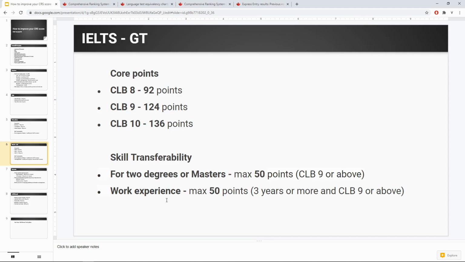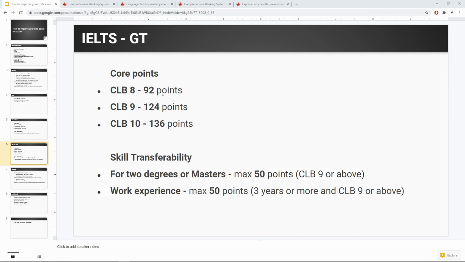You will also get maximum 50 points for your work experience if you scored CLB level 9 or above and your work experience is 3 years or more. That is why it is important to score at least CLB level 9 in your language proficiency, because not only you will get more core points, but you will also get maximum skill transferability points. Again, all these points are for single applicants only.